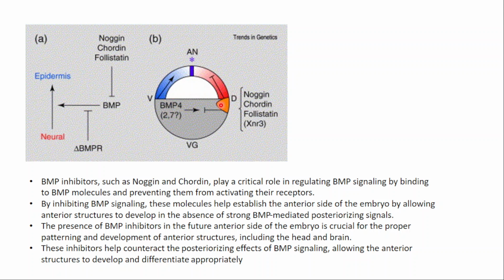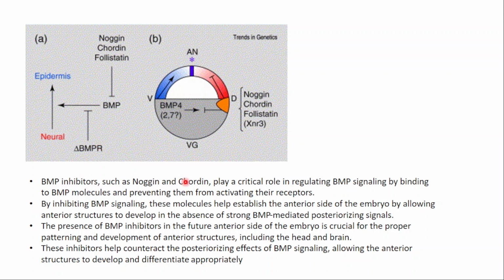And so thus the BMP inhibition is necessary for specifying the organizer as well as the anterior end of the embryo. It's also important. So BMP is important for inducing neural fate to epidermal fate. So the neural structures will form here, and the rest of that will form the epidermis. And noggin, chordin, follistatin are the important inhibitors.